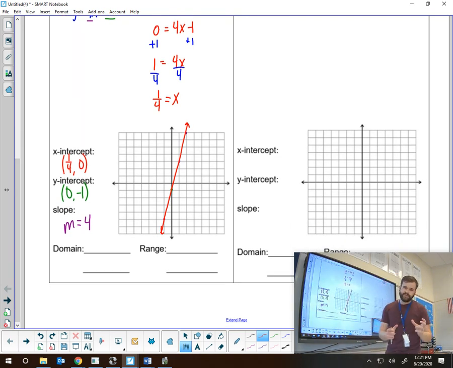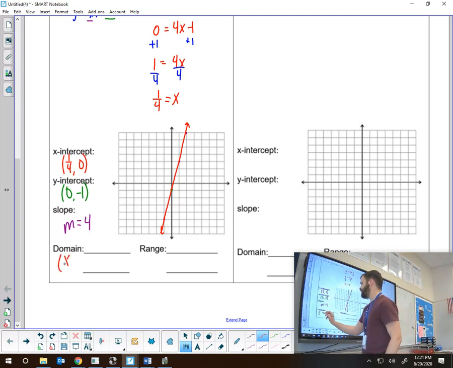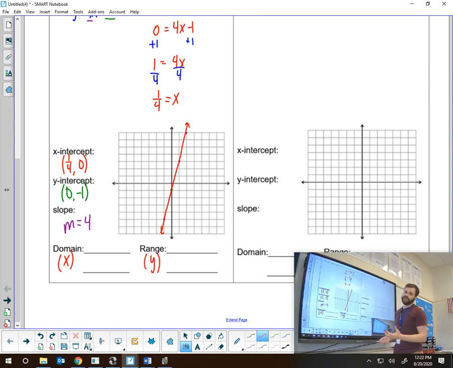Domain and range you've heard about a little bit, but it's just the measure of x values and y values. So your domain is going to be all of the x values that it touches. Your range is going to be all the y values it touches. The great thing about linear equations, all linear equations, their domain and range are always going to be all real numbers. So you don't even have to think about it. I'm just going to show you real quick.